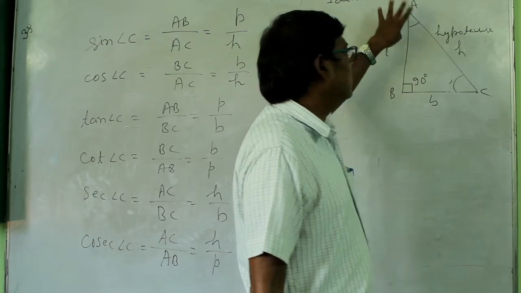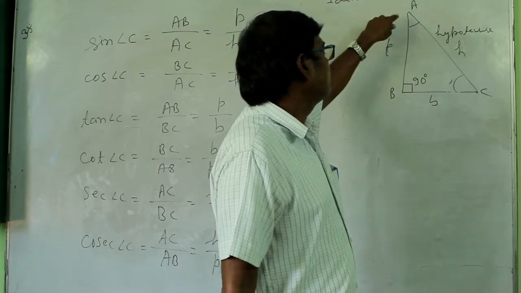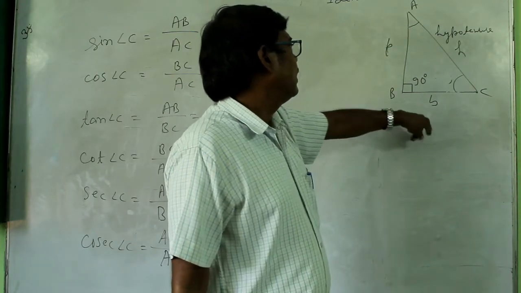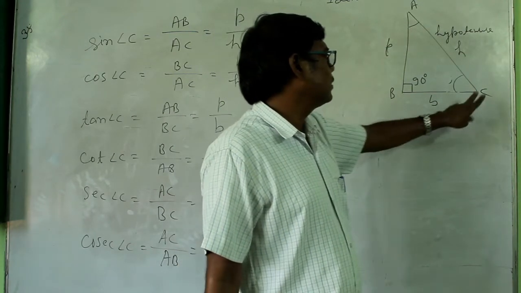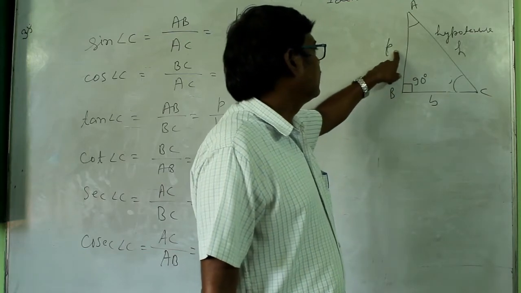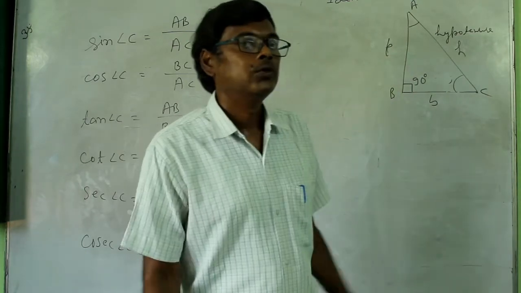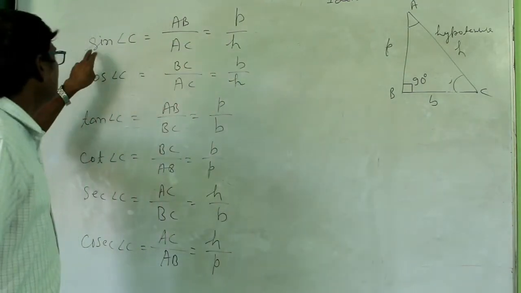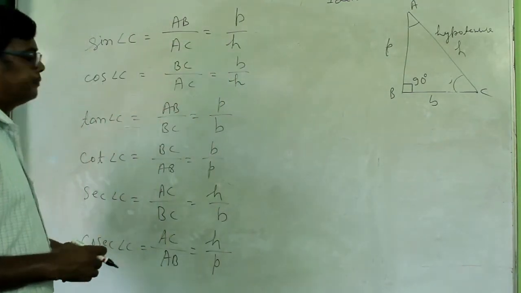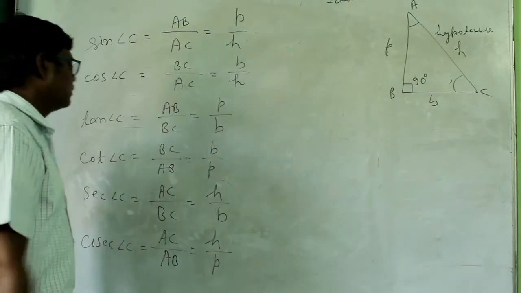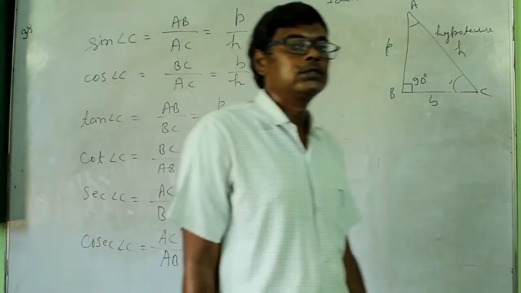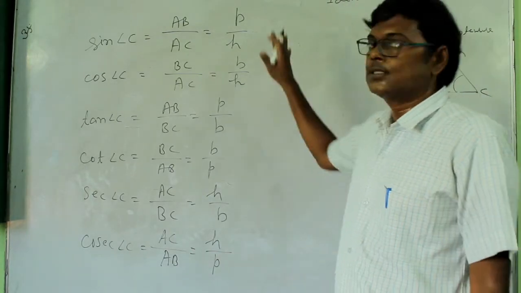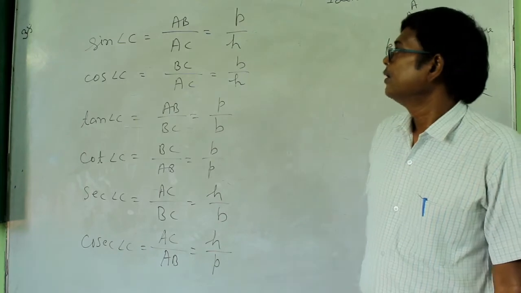Either way, as I explained before, if you take angle A, then this will be the perpendicular and this will be the base. But here I have taken angle C, so this will be the perpendicular and this will be the base. If you remember this, you will not make a mistake. Here is the sine of angle C, and these are the 6 trigonometric ratios of this chapter, and you must learn them properly.